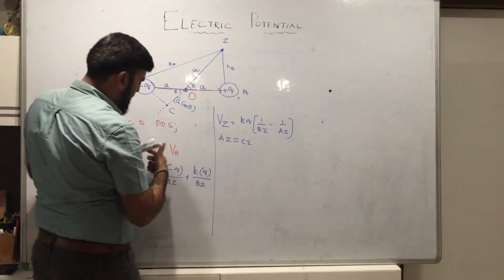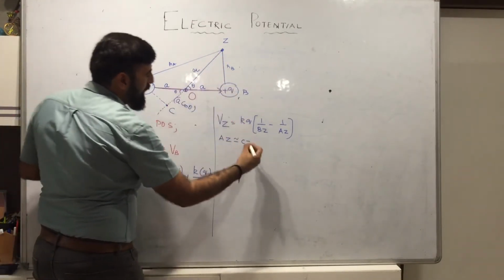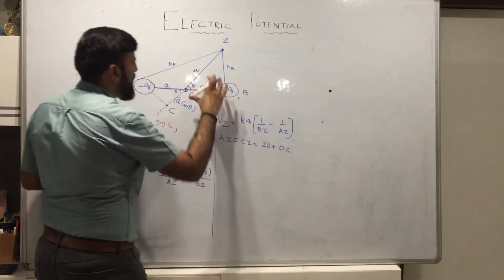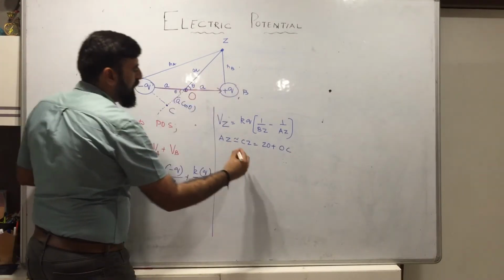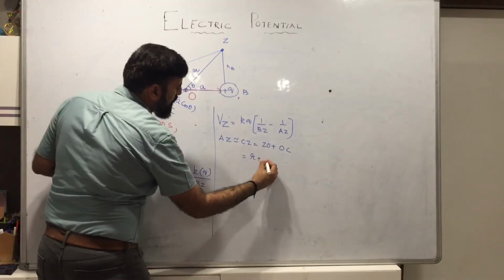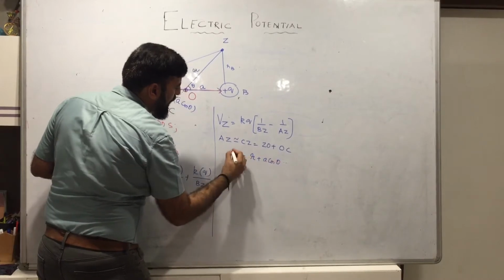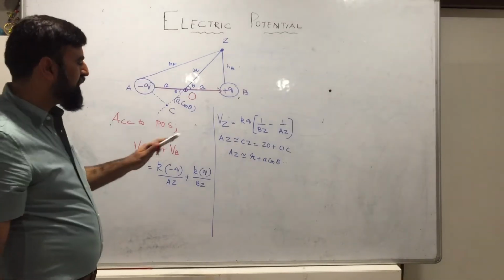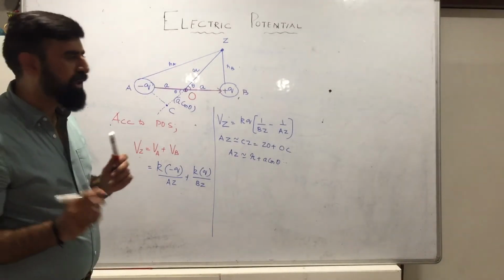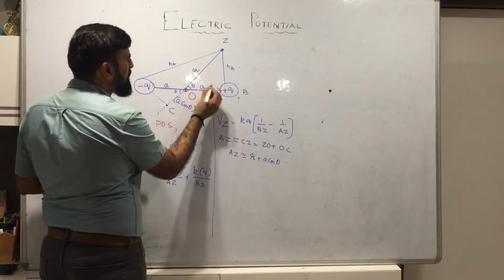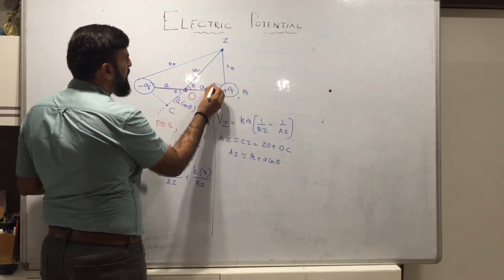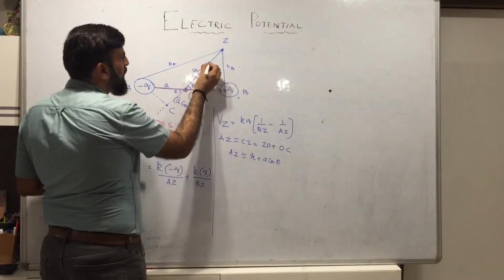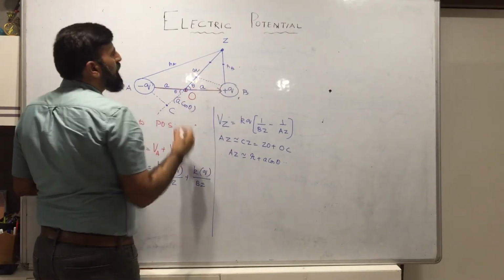So what is CZ for us? CZ is nothing but ZO plus OC. What is ZO? ZO is R and OC is A cos theta. In short, your AZ is roughly equal to, it's not exactly equal, it's roughly equal to R plus A cos theta. In a similar way, what I do is I drop a line from the B charge onto the ZO length such that this is almost equal to this.